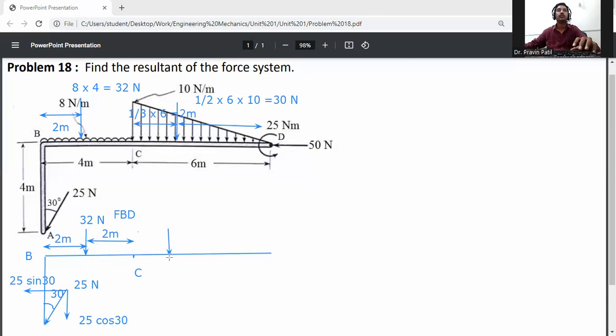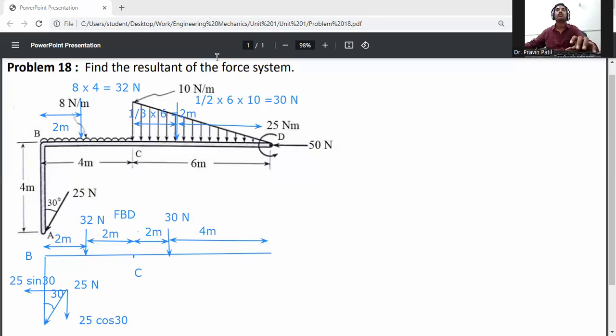This is the point load, 30 Newton, acted 2 meter from the C side. And from the other side it will be 6 minus 2, which is 4 meter.